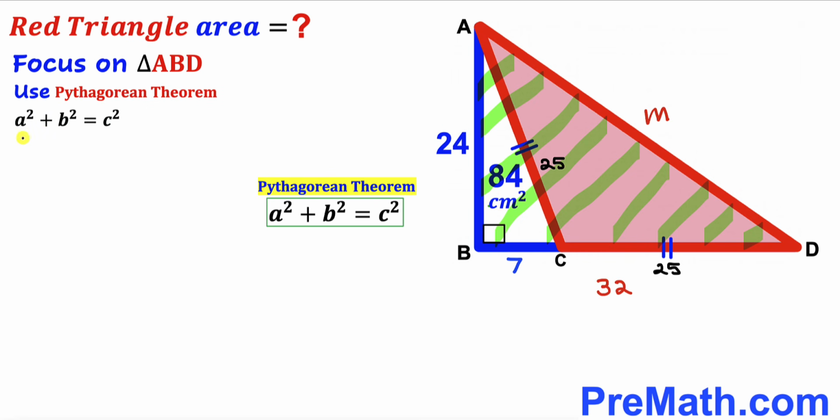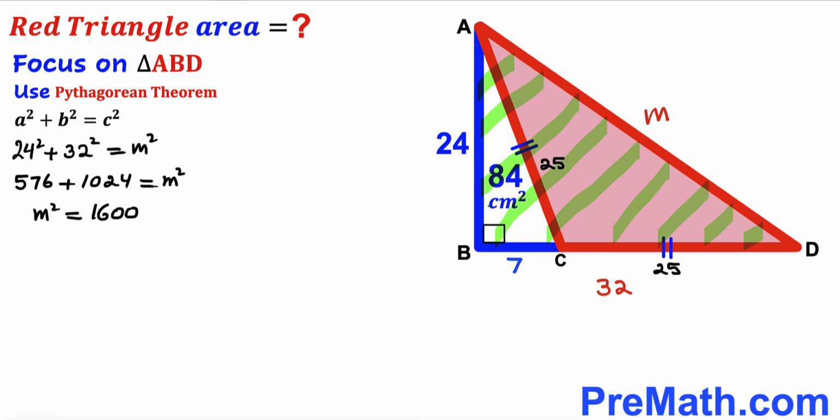Let's fill in the blanks in this Pythagorean formula. So we got 24 square plus 32 square equals m square. Now I am going to undo this square by taking a square root on both sides. So our lowercase m value turns out to be equal to 40 centimeter. So this hypotenuse m value turns out to be 40.